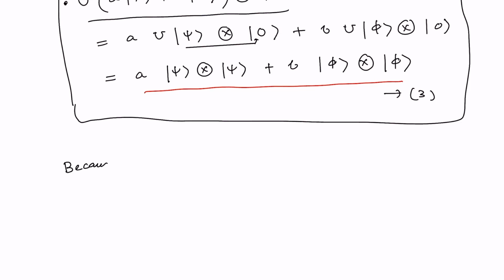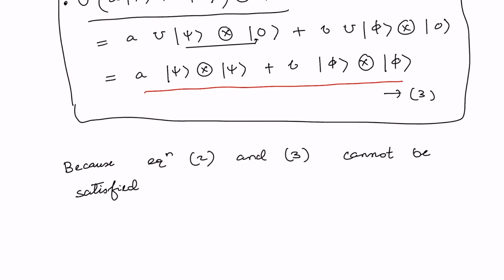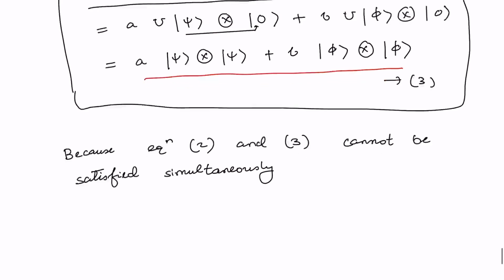So therefore, because equation 2 and 3 cannot be satisfied simultaneously. Of course it can be satisfied simultaneously provided a is equal to 0 and b is equal to 0, but that would be absurd because you will not have any superposition state then. So that is not possible. We cannot have a equal to 0 and b equal to 0. That's the reason these two equations cannot be satisfied simultaneously.